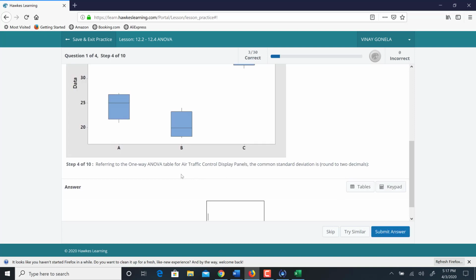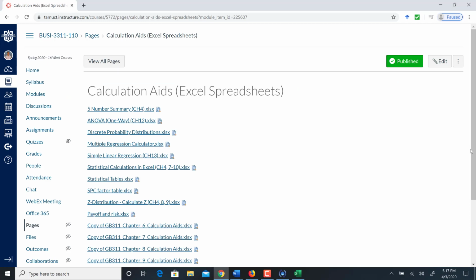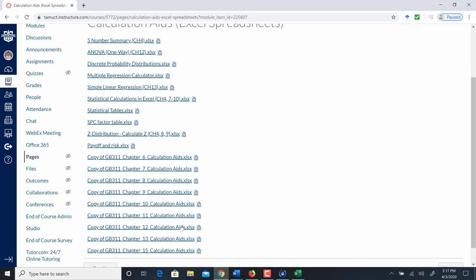And then, referring to the ANOVA table, the common standard deviation is... Now the idea is you have to get the ANOVA table from these values. So I will copy this data and go to our calculation aids. This is chapter 12 calculation aids.